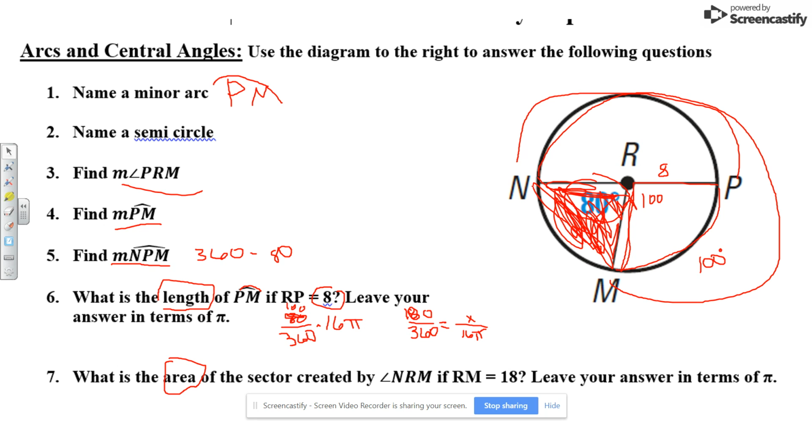So the area of the sector created by NRM, same kind of formula. It's 80 out of 360, 80/360ths of the area. The area now in this case is pi r squared. R is 18. So pi times 18 squared, which is 324 pi. If you want to do it as a proportion, you would say 80 out of 360 equals X out of 324 pi. So that's getting harder right there with that mouse.